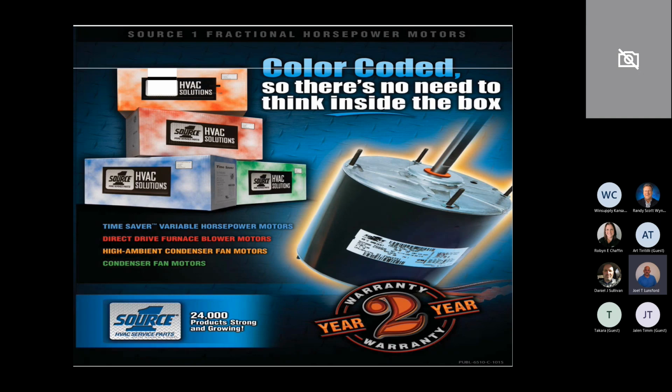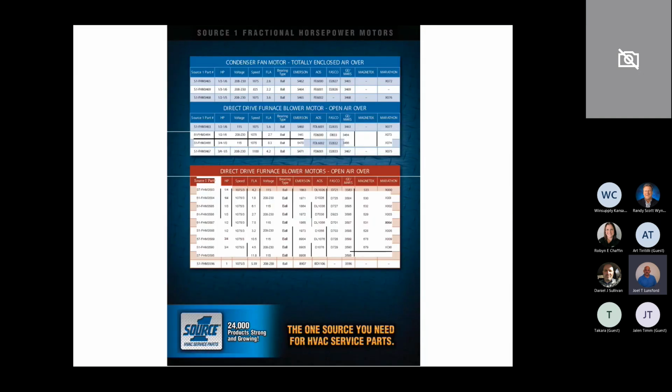So just a little bit of branding here, our Source One. If you take a look at our motors, what we call our time saver motors, they are a variable horsepower motor, and we have a wide selection of direct drive, furnace blowers, high ambient condenser motors, and so on. And they are color coded, so there's no question when you take a look inside, you know exactly what you're looking at. I'm not going to sit here and read the whole thing to you, but just know that we have a full line of rescue motors for condenser fan motors, blower motors, and furnace blower motors as well.